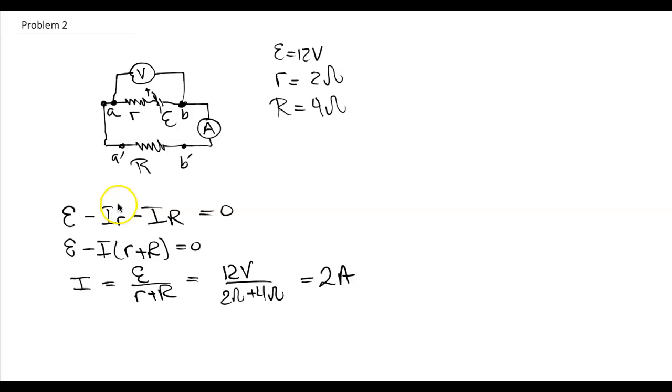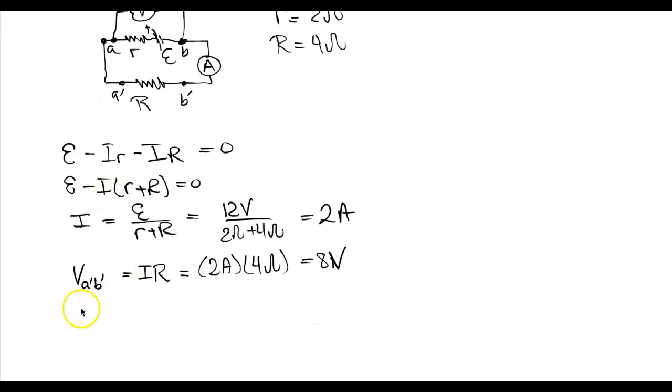And then the voltage, if we look at the voltage across the nodes A prime and B prime, that's going to be the current times the resistance through those. So this is 2 amps times 4 ohms, which is 8 volts.